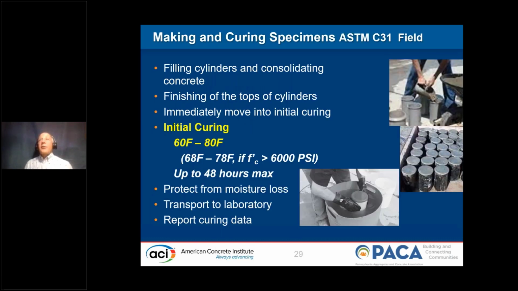All right, and the test that's the most important, because we need to know whether this concrete strength meets the building code requirements, is making and curing our strength test specimens according to this ASTM standard, which is C31. So we mold them properly, we consolidate them properly, move them immediately into their initial curing, and maintain initial curing at 60 to 80 degrees while they're on the job site, a little tighter spec if they're higher strength, and we protect them from moisture loss till they go to the lab.